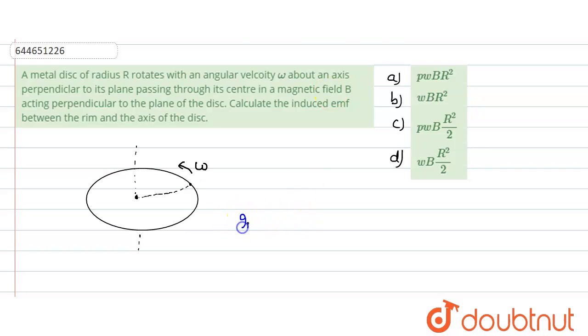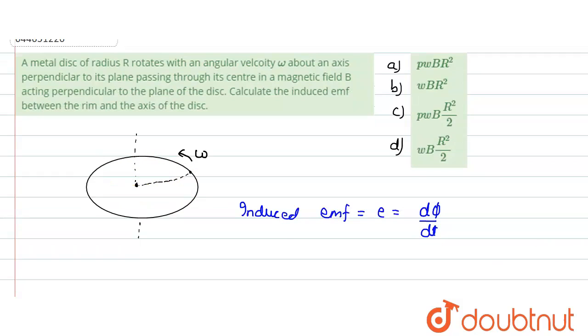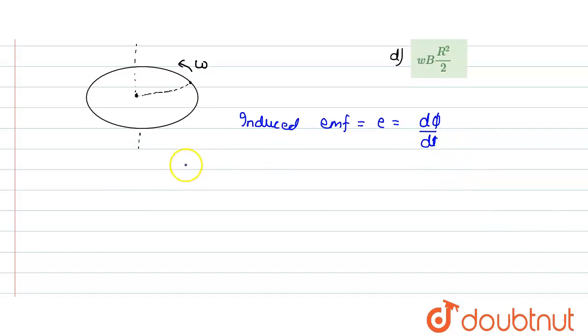So, induced EMF, which is basically E, would be equal to d phi over dt. When it is rotating, if we see this line, the area swept would be changing. At the start we take t equals to 0. After a revolution, our time would be equal to what? Capital T. So what is the dt? It would be T minus 0.